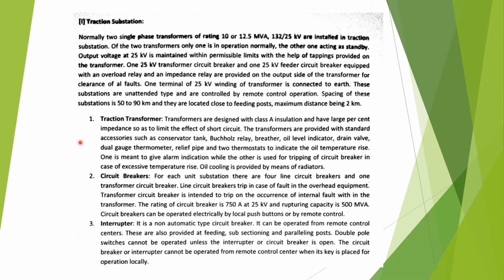Now, one thermostat is meant to give the alarm indication, while the other one is used for tripping of the circuit breaker in case of excessive temperature rise. The transformer circuit breaker is intended to trip on the occurrence of an internal fault within the transformer, and the rating of the circuit breaker is 750 amperes at 25 kV, and the carrying capacity is 500 MVA.